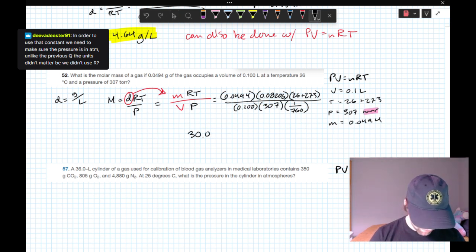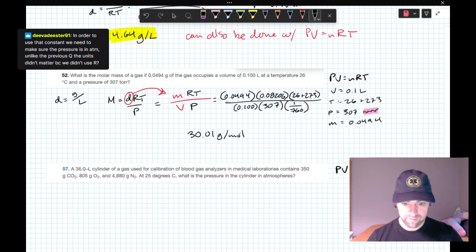I got 30.01, and that would be grams per mole. Somebody check my math on that.